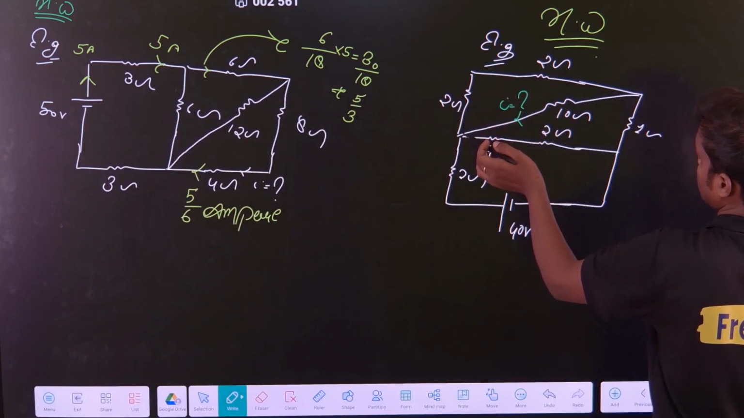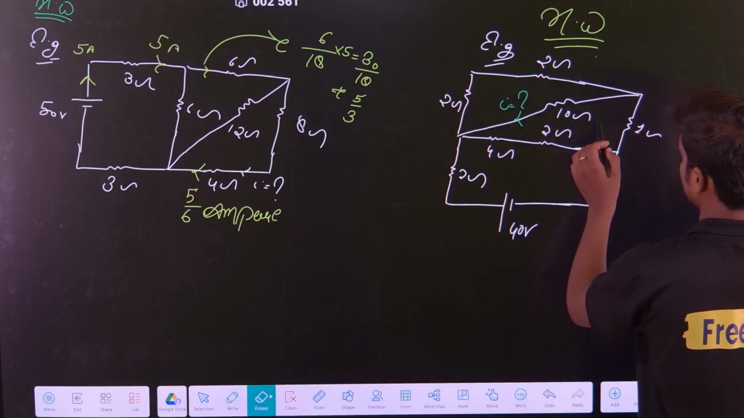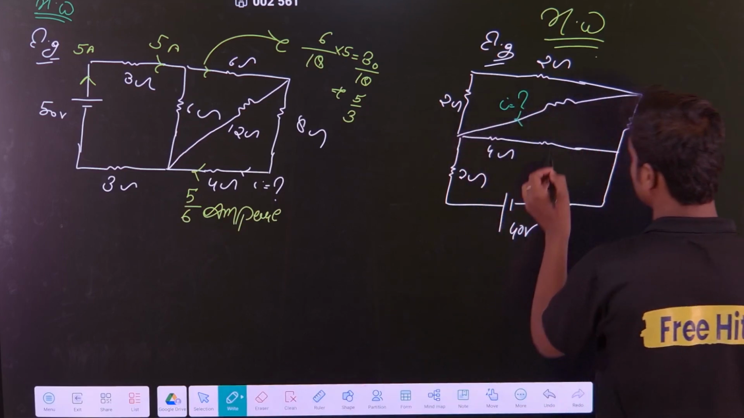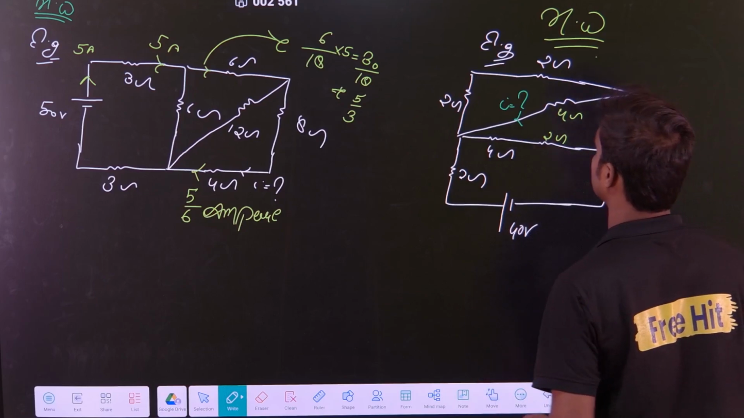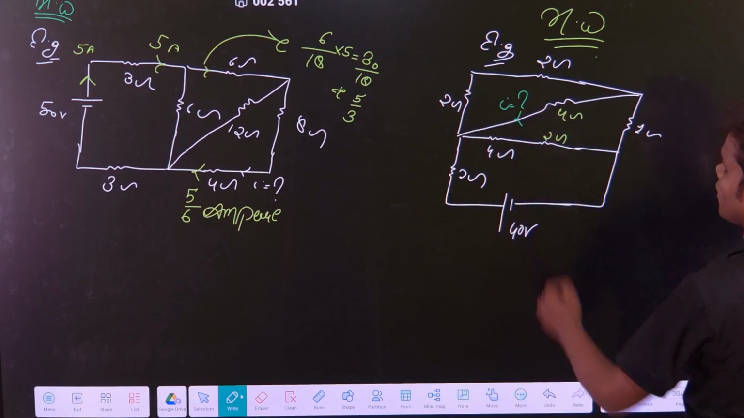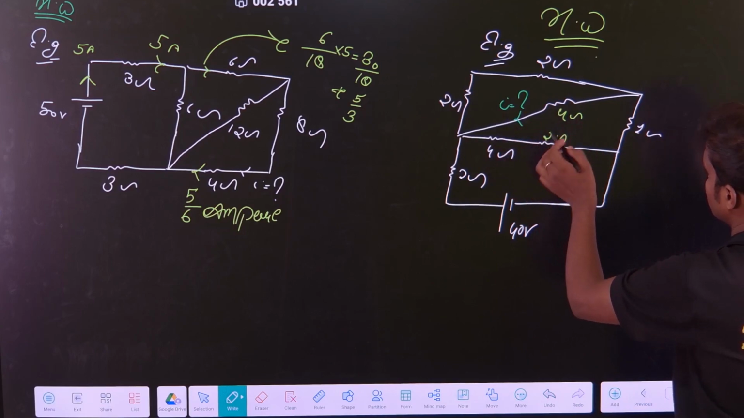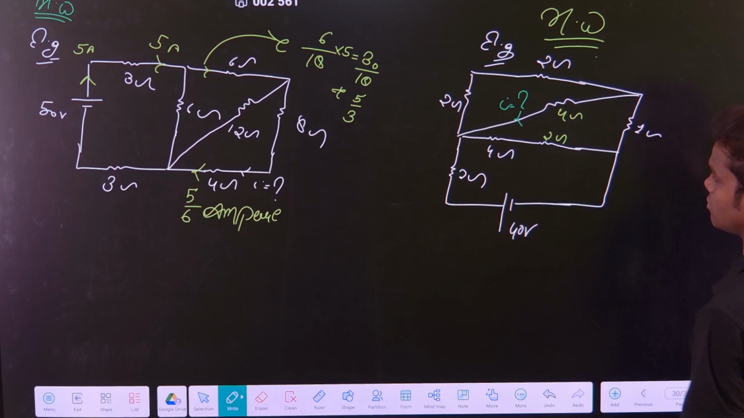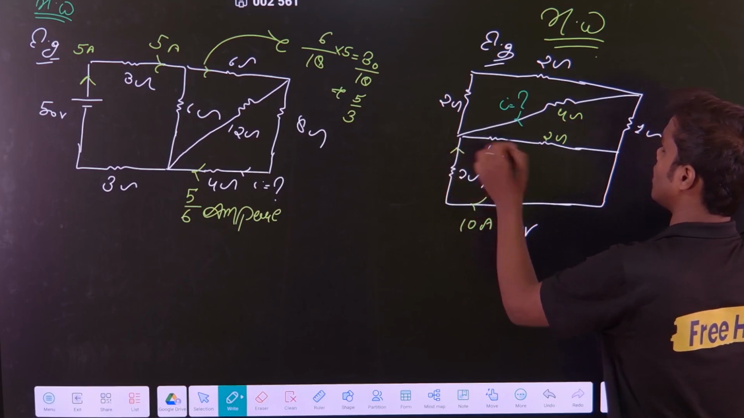Come to this question. 2 and 2, 4. 4 parallel with 10, how much? Or you can take it as, better to take it as 2, otherwise it will vary. Only the answer will change, but the calculation will remain the same. So 2, 2 is 4, 4 with 4 parallel is 2. Obviously 2 plus 1 is 3, and 3 plus this is 6, correct? So 3 plus 6, 2 plus 2 is 4, so what is the current that will flow? 10 ampere.